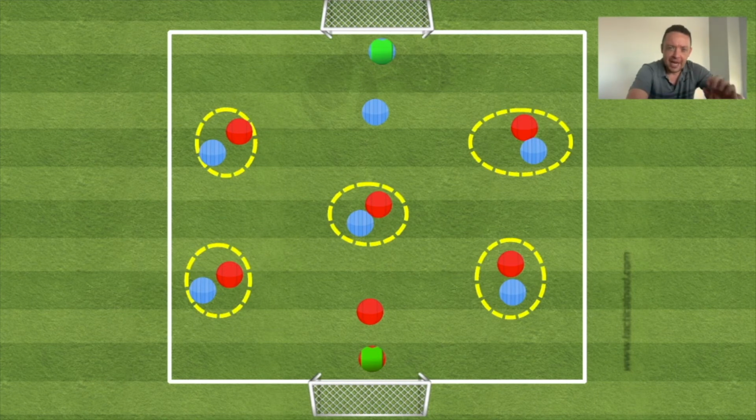Each player must play directly against their opponent. So you can only tackle the player you're playing against. Players are free to move, dribble, pass, whatever it is, but they can only tackle their direct opponent. You can play for a couple of minutes, rotate the spare defender, and then play a game.